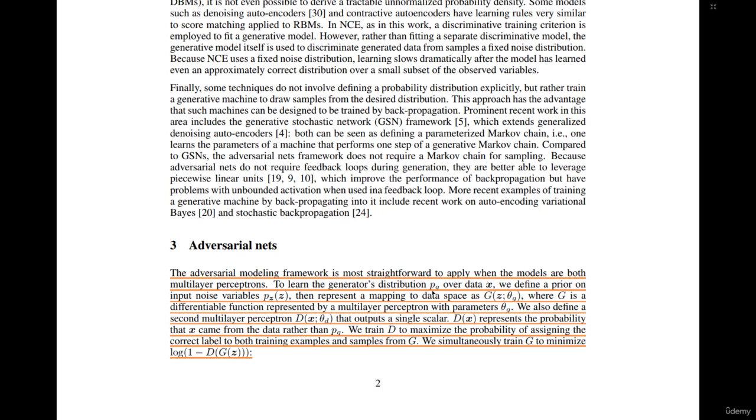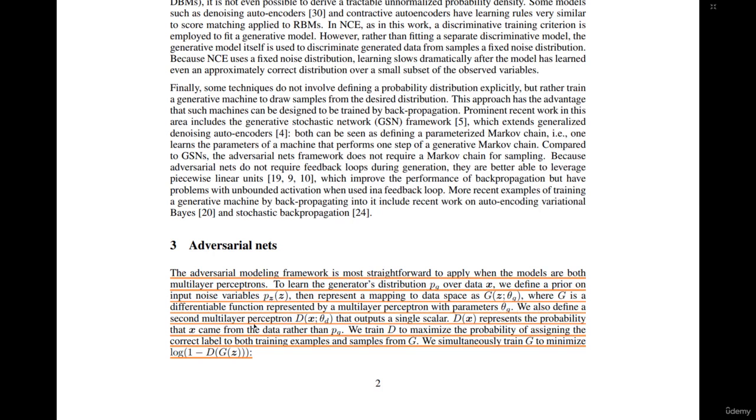To learn the generator's distribution PG over data X, that's the real data, we define a prior on input noise. So we've seen this already. We have this input noise, PZ of Z. So here our distribution is Z. That's the fake, and then the real is X. Then we represent a mapping to data space, G. That's the neural network, where G is a differentiable function represented by a multi-layer perceptron. So this is now a neural network which takes in Z and has parameters theta G.